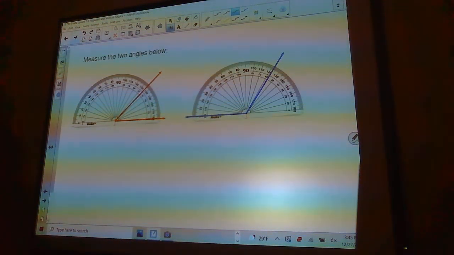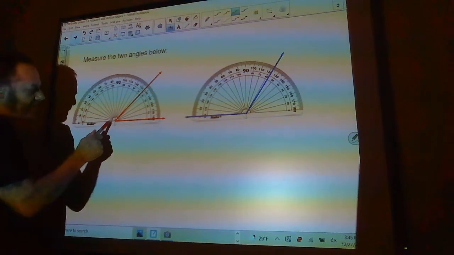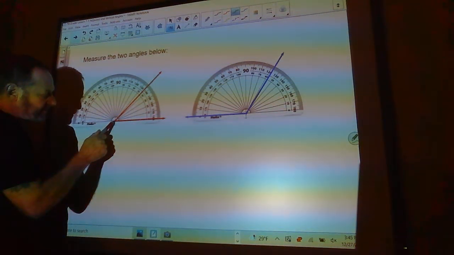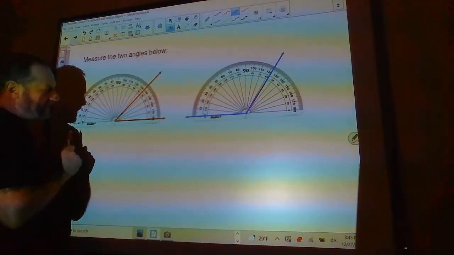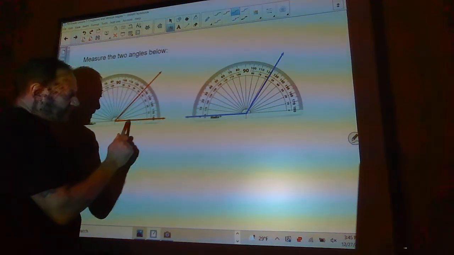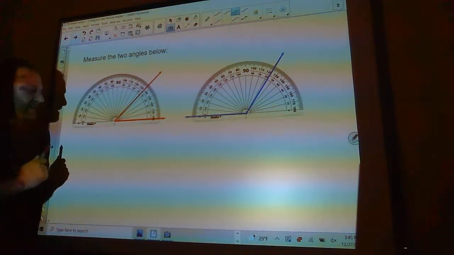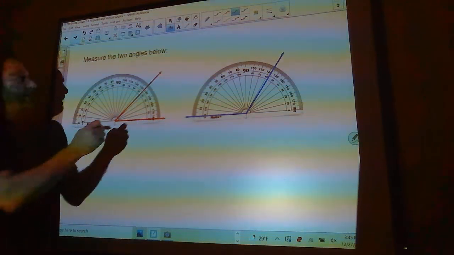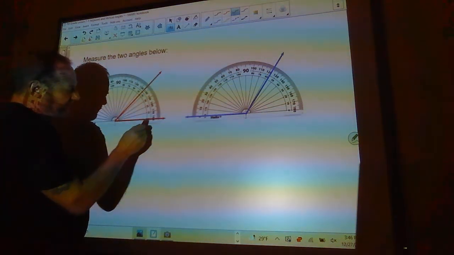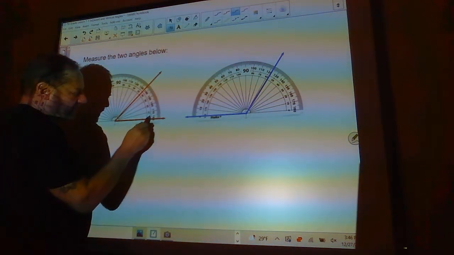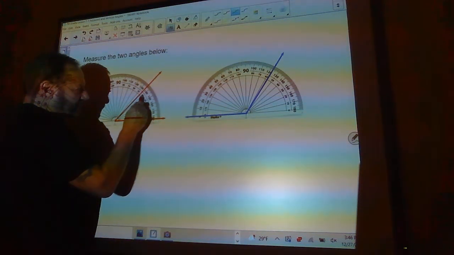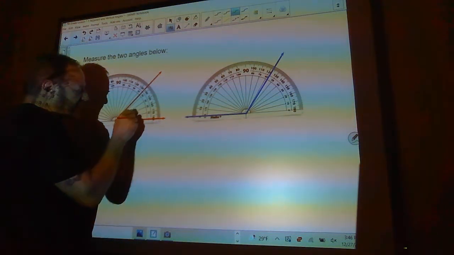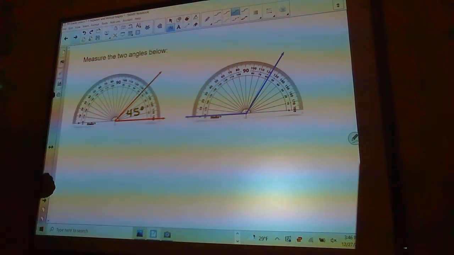Okay, so measure the two angles below. Notice that I've taken my protractor, and I put that little dot right there on the vertex of the angle. I've lined up this side with the baseline, and now I measure the angle. So here's my 0. I start at 0 and I work my way up: 10, 20, 30, 45. This is a 45 degree angle right there.